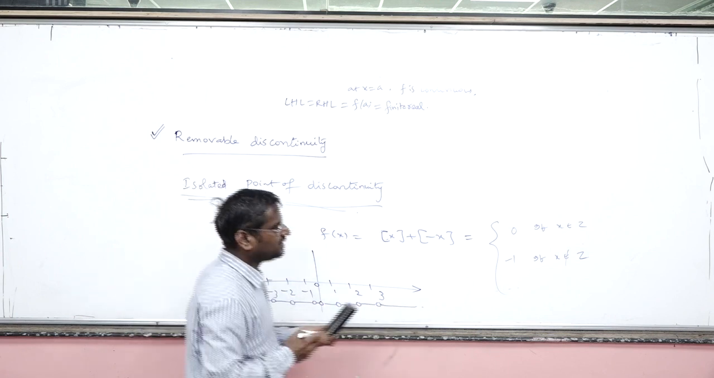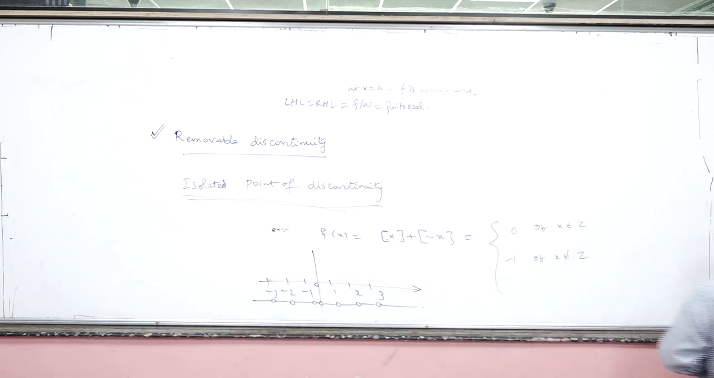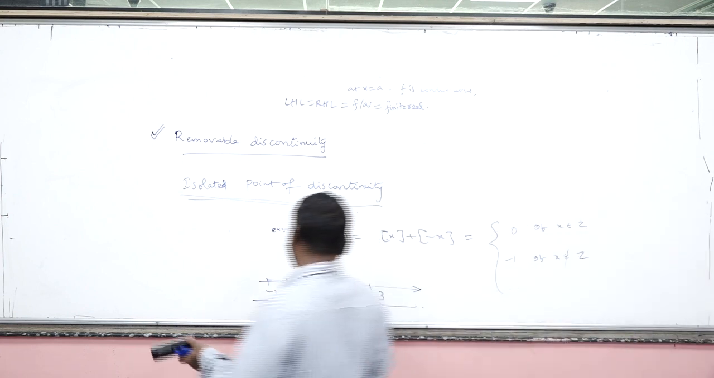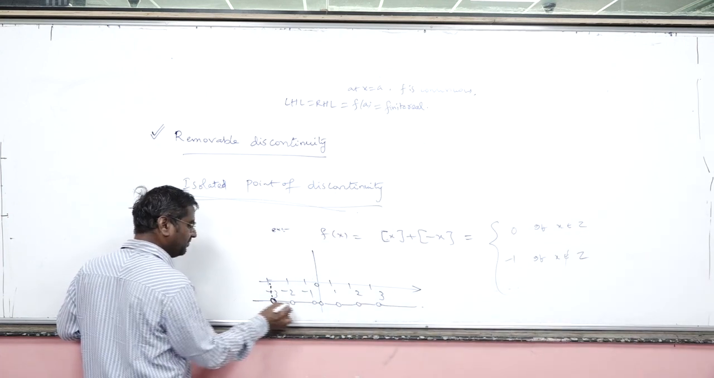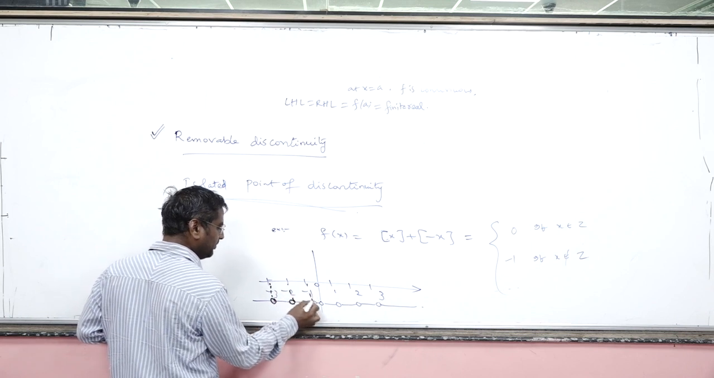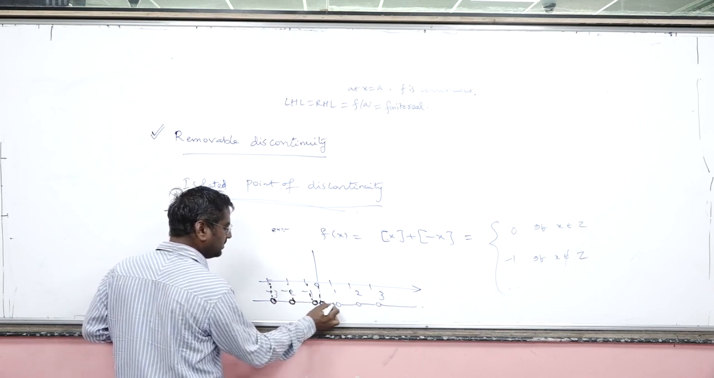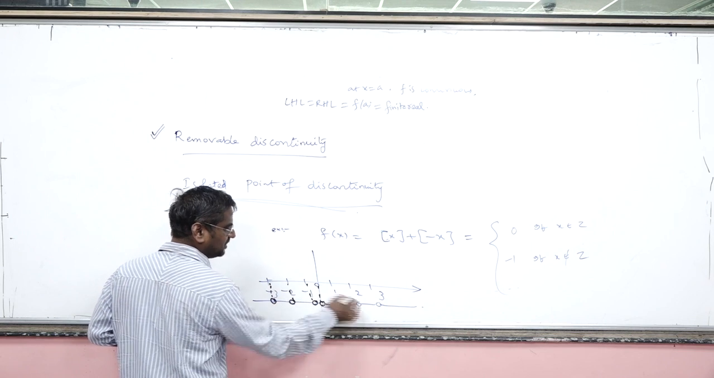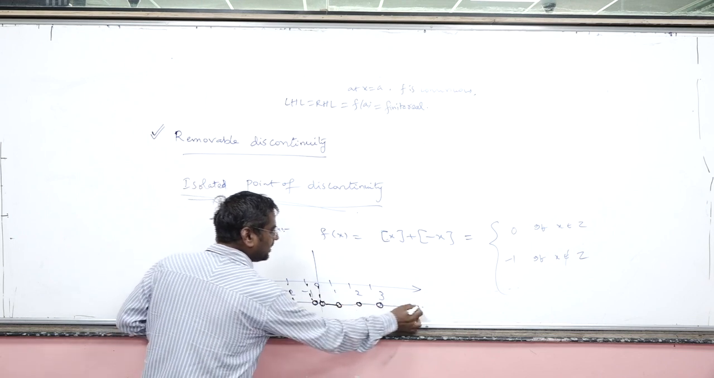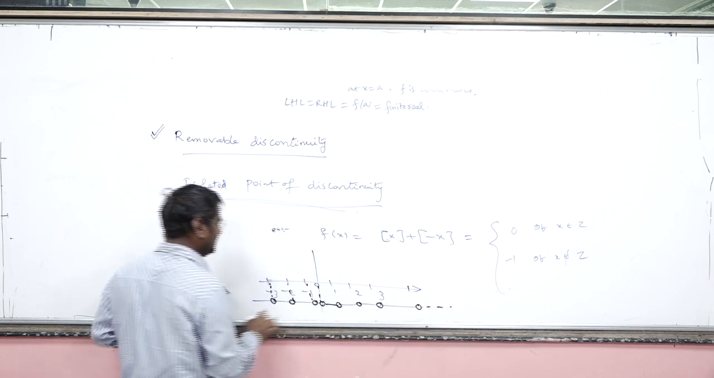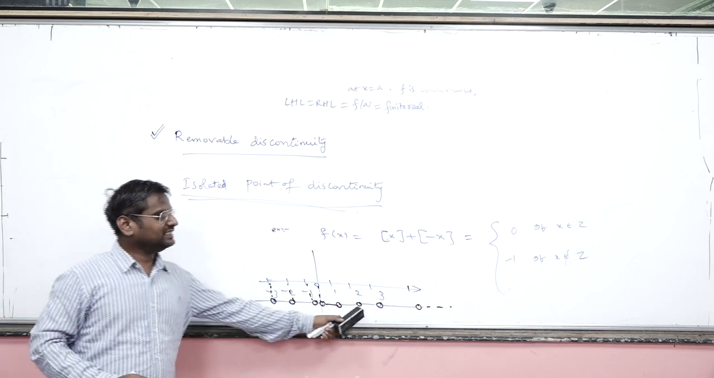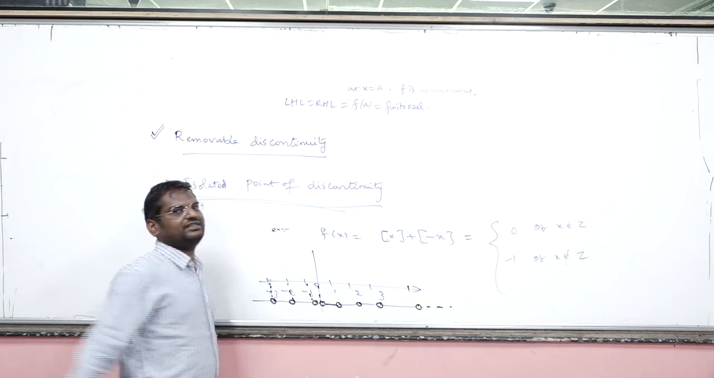If I use more colors, it would be better. I have one more color here. As you can see, at every integer there is a hole. At 0 there is a hole. This scale is not uniform, you can see. Likewise at every integer. So as you can see, there are a lot of discontinuities here.